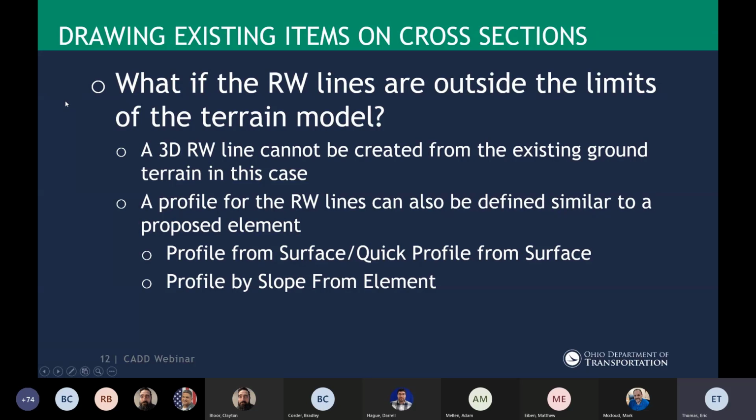So the question was, what if my right-of-way is outside the limits of the terrain model? So with the 3D right-of-way line, if the right-of-way is outside, obviously I can't create a profile from the existing ground. But a profile for the right-of-way lines can also be defined similar to any other proposed element. The next video is going to talk about the profile from surface and quick profile from surface, and also profile by slope from element, and how those commands can be used to potentially define that elevation for the right-of-way line. So whatever elevation it's defined at, when it places that cell on the cross section in the drawing model, that's the elevation it's going to use to place that cell.